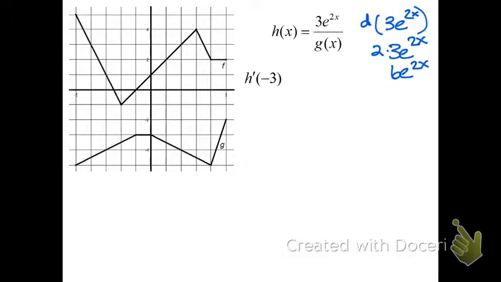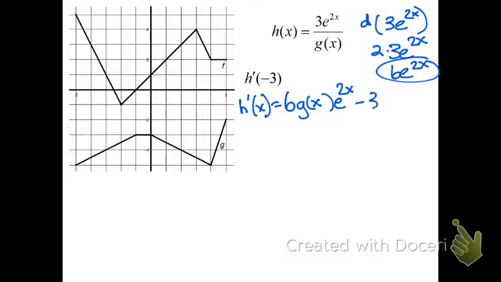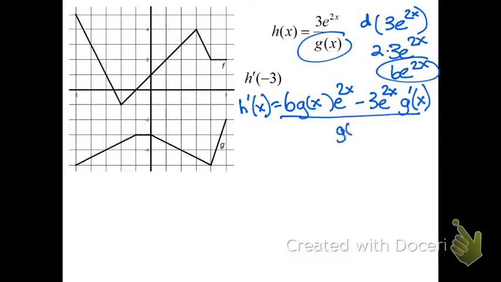The derivative will be quotient rule: low, g of x. D high, we just found that. I'm going to sneak the 6 out front and then the e to the 2x. Minus high, 3e to the 2x. D low is just g prime of x. Draw the line and square below. When you square this, make sure you say bunch of junk, then squared. It's not x squared.